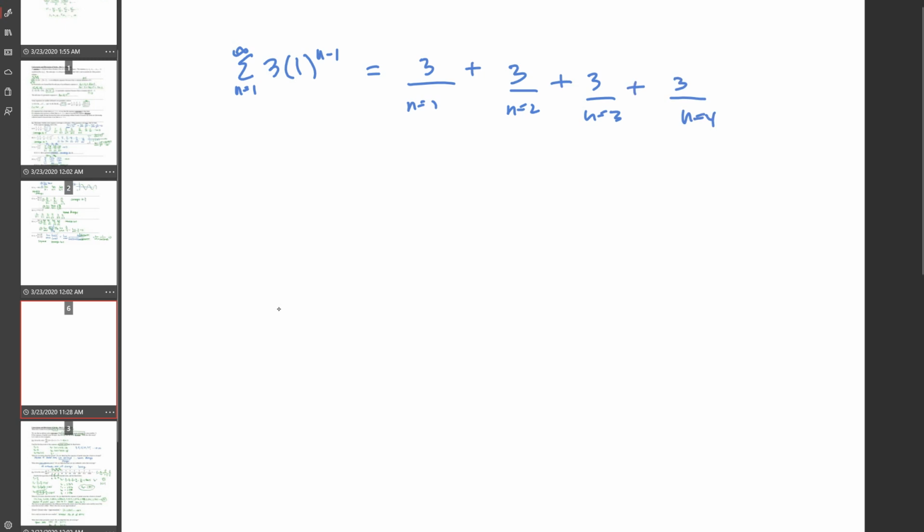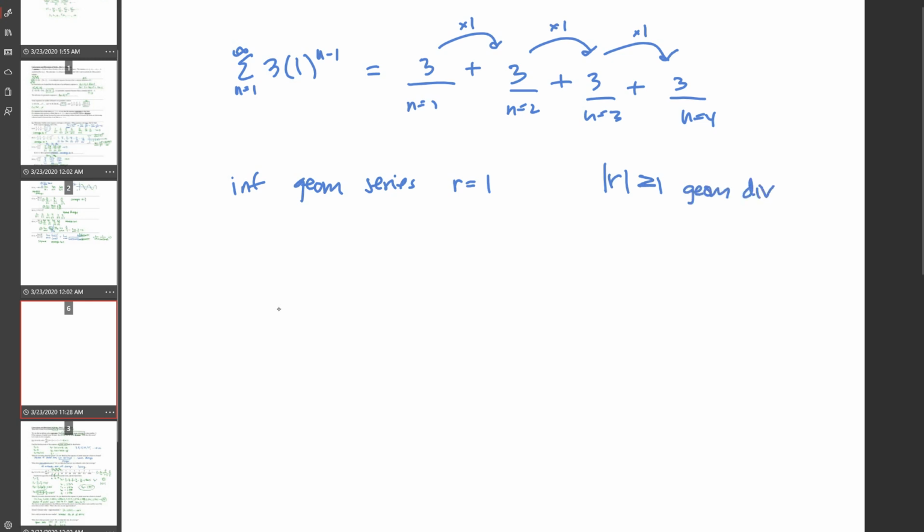And so what I have here is a geometric series. Each term, if I look at the sequence here, I multiply by 1. So my r here is 1. What I have here is an infinite geometric series with r equal to 1. According to my formula, when the absolute value of r is greater than or equal to 1, this geometric series diverges.